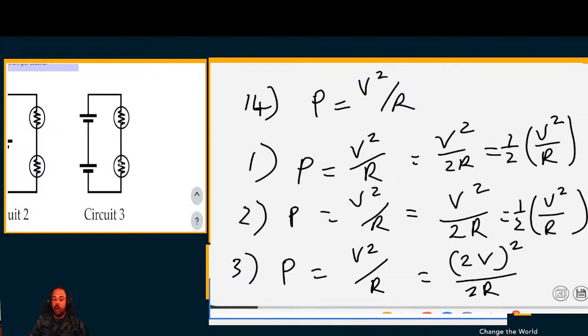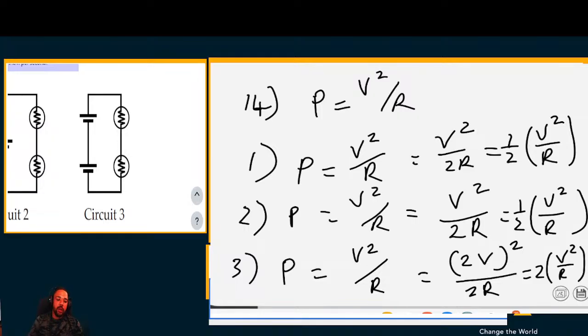It's 2V squared over the resistance, which is still 2R. The answer will be 2 squared, that's 4, so 4V squared over 2R. 4 divided by 2 is just 2. So basically, this is going to be 2V squared over R. Now, which one has the highest power? It would be circuit number 3.